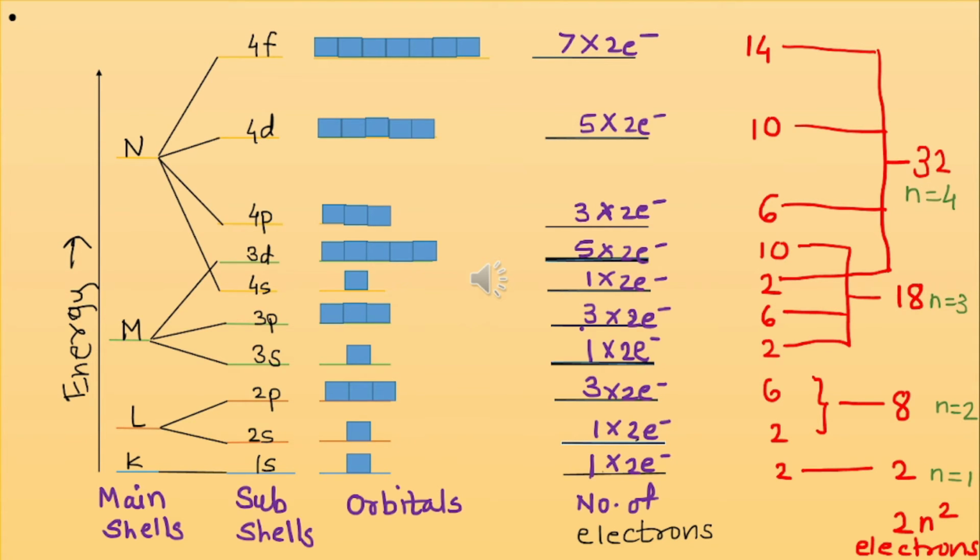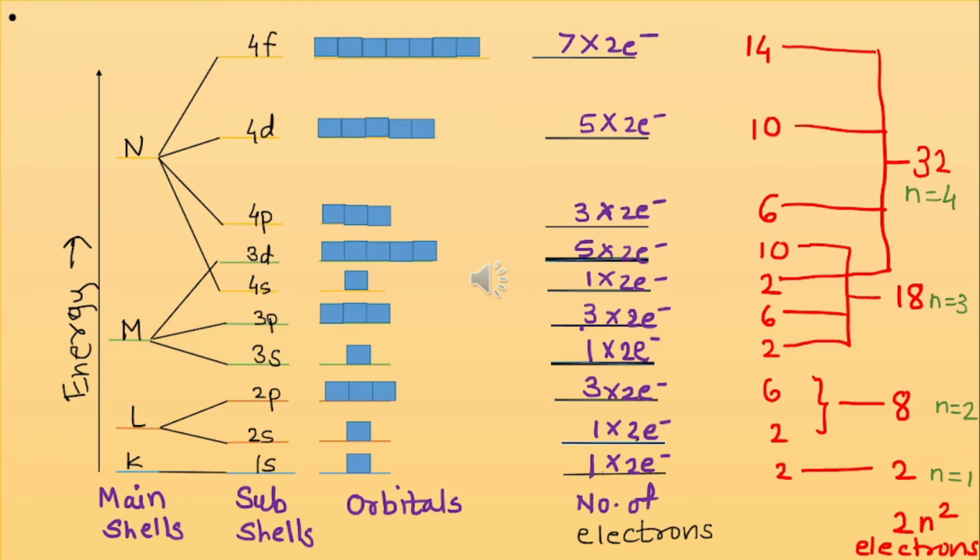2s is having one orbital, 2p is having three orbitals, 2px, 2py, 2pz. 2s can have two electrons, 2p orbitals can have 3 times 2, that is 6 electrons. So the total second main shell, that is the L shell, can have 8 electrons.